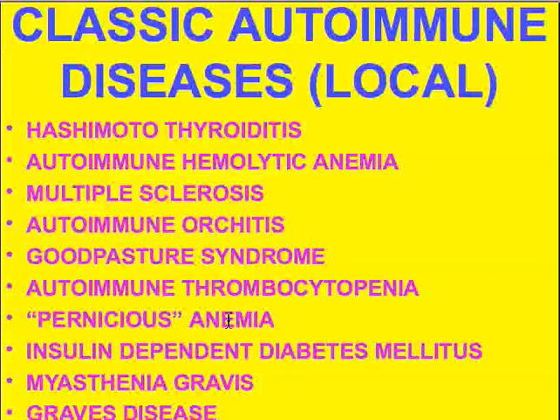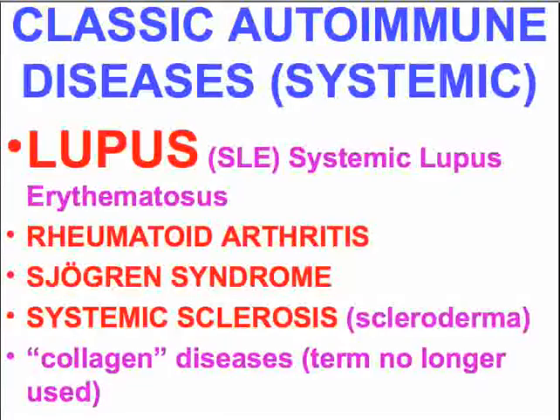And isn't it interesting that the number one cause of hypothyroidism in the U.S., Hashimoto's thyroiditis, is a classic autoimmune local disease, as well as the most common cause of hyperthyroidism, Graves' disease. In all of these cases, we have known antigens being destroyed by antibodies or other mechanisms, and that's the cause or the result of the disease.